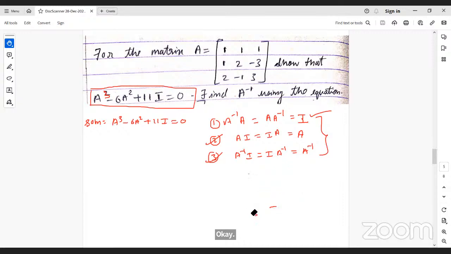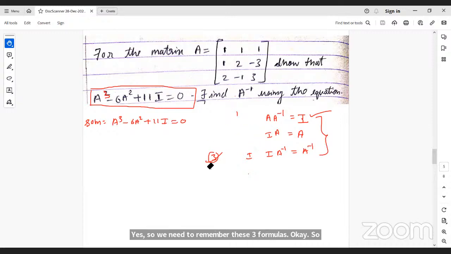Okay, so we need to remember these three formulas. These three formulas I will be using to solve the example. A into A inverse is equal to I into A, or A into I is equal to I into A inverse is equal to A inverse. This is a 4-mark question which occurred last year, and this year also in the model paper, the same question has been given.